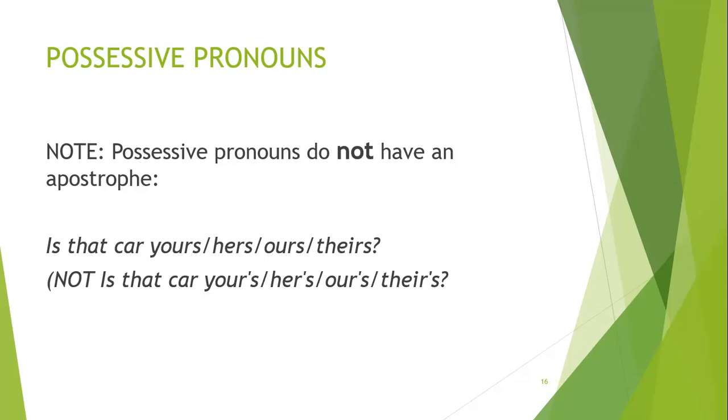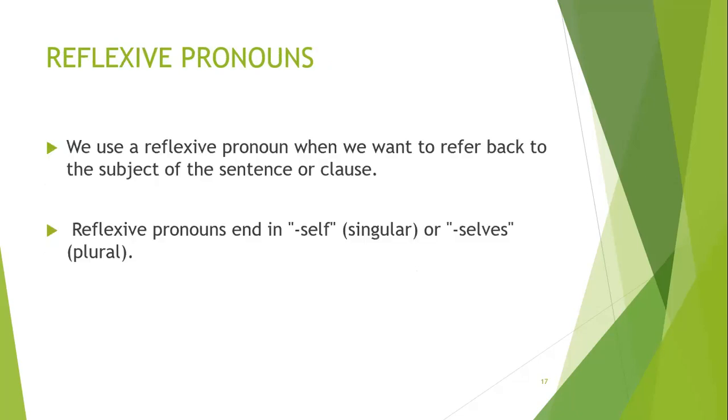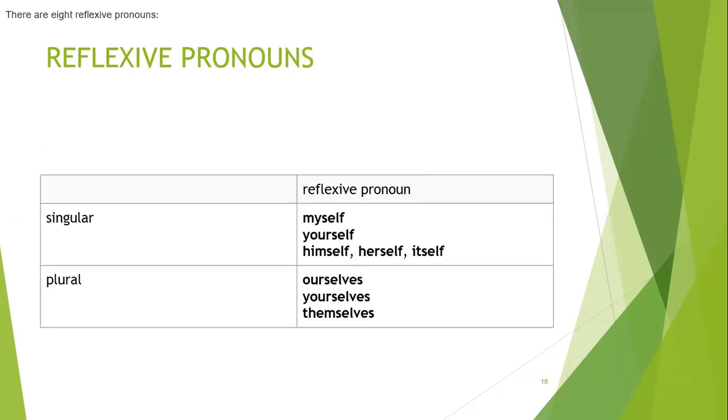Now let's talk about the reflexive pronoun. The reflexive pronoun is a pronoun that is used to refer back to the subject of the sentence or the clause. So usually we realize that the reflex is going back. It always ends with self for singular or selves for plural. So the forms we have are myself, yourself, himself, herself, itself, if it is singular. In plural, we have ourselves, yourselves, themselves.